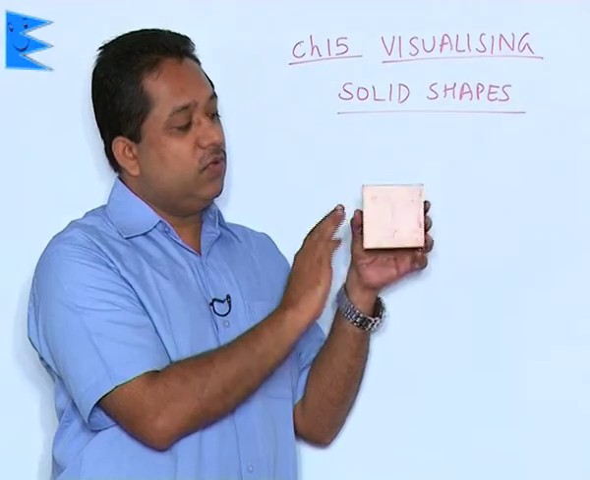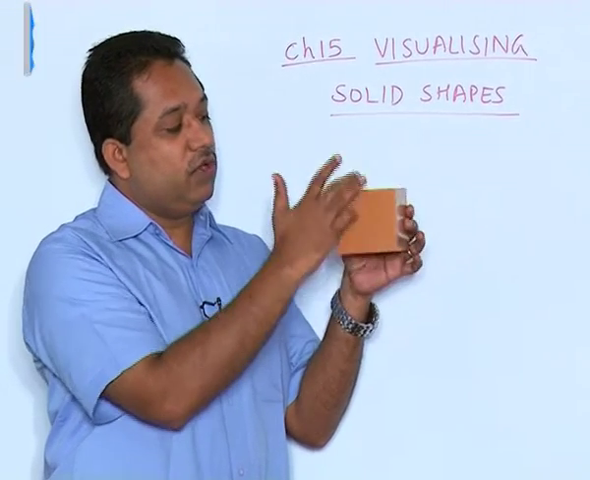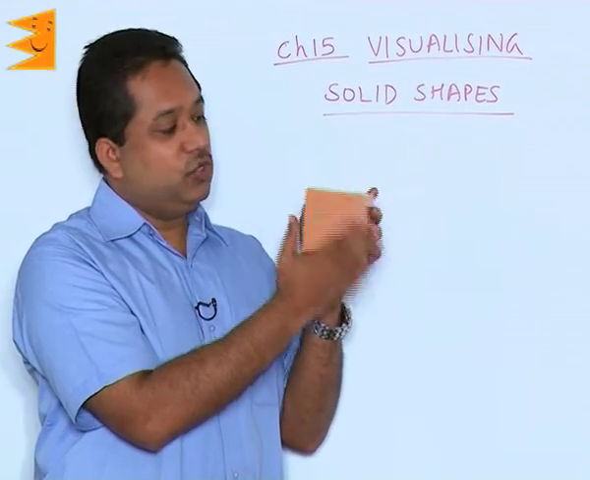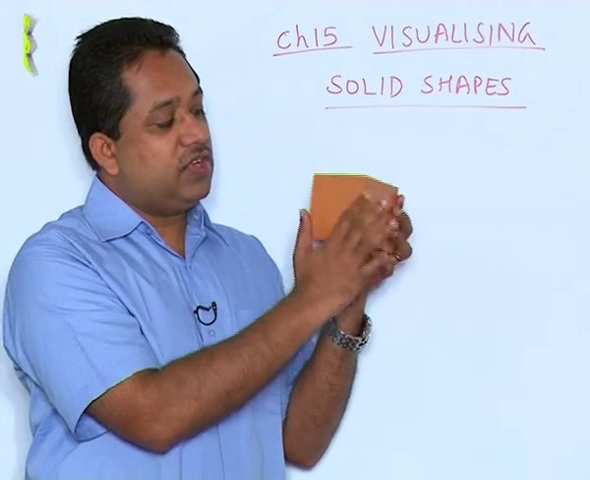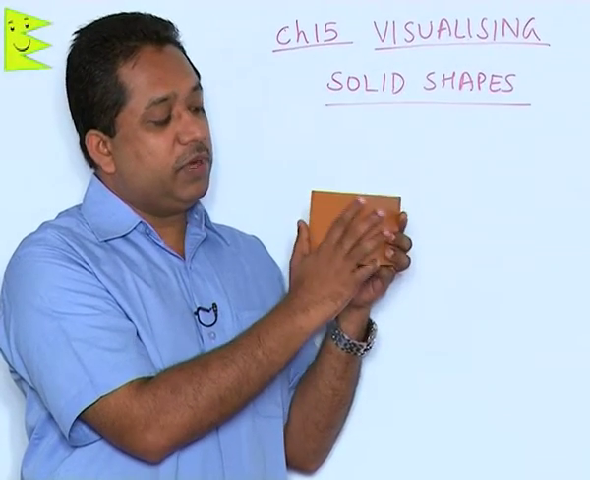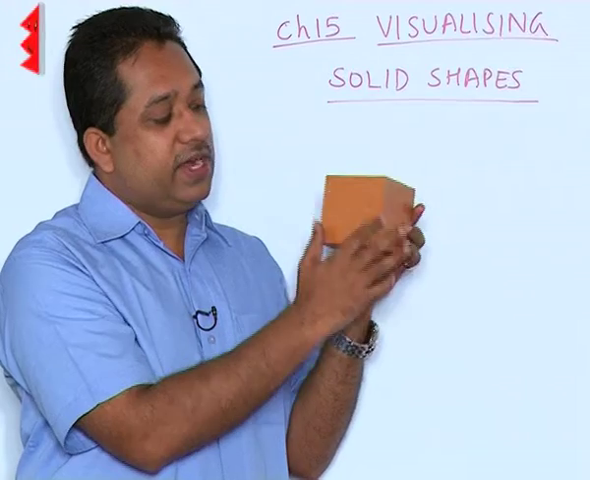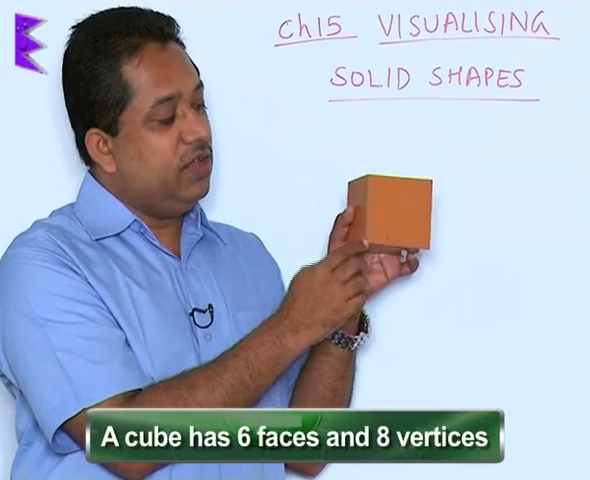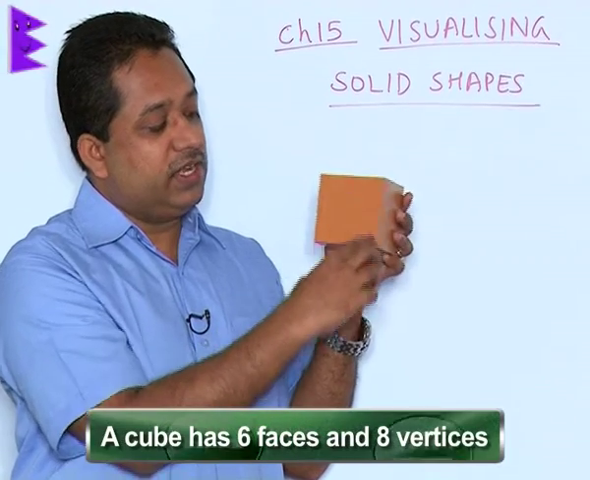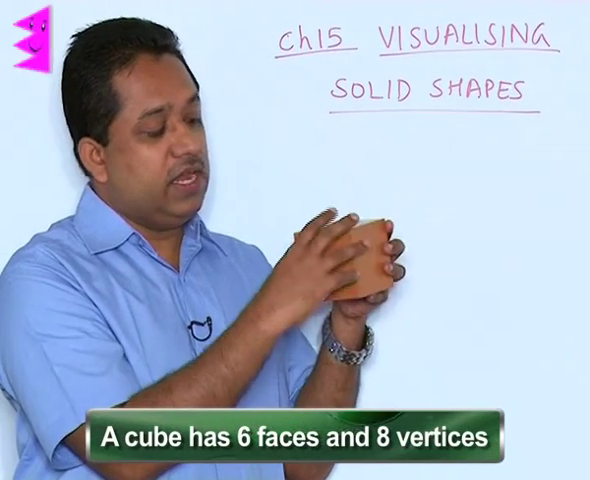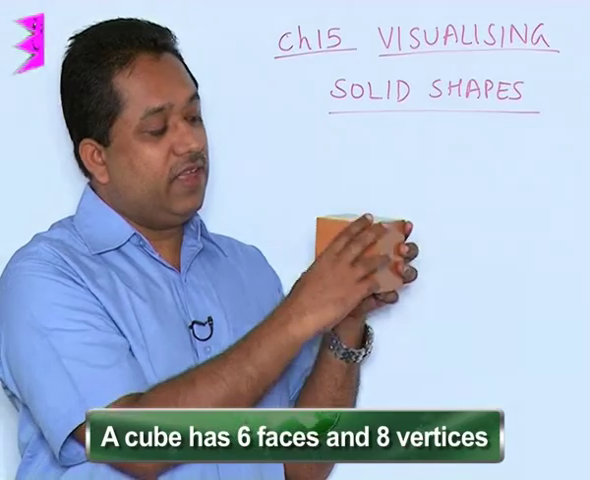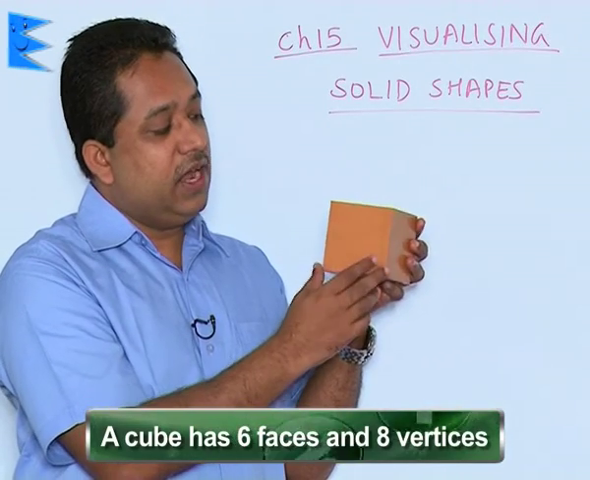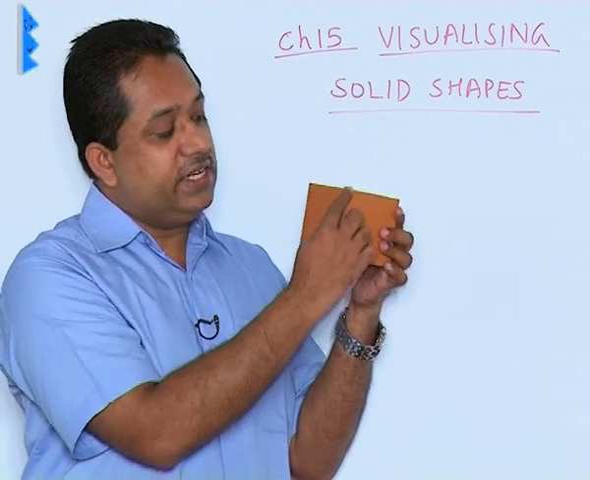So, it has 1, 2, 3, 4, 5, 6 faces. So, this is a cube and all the faces are identical with respect to its shape and size. They are squares. So, it has 6 faces and these are called the vertices. So, you have 4 vertices here and you have 4 vertices behind. So, a cube will have 8 vertices and these are called the edges.